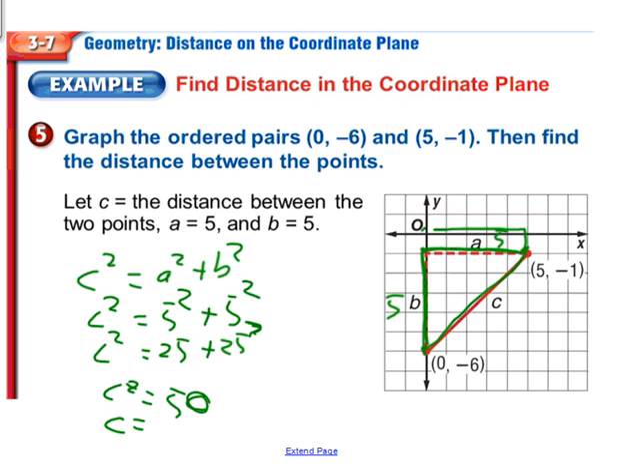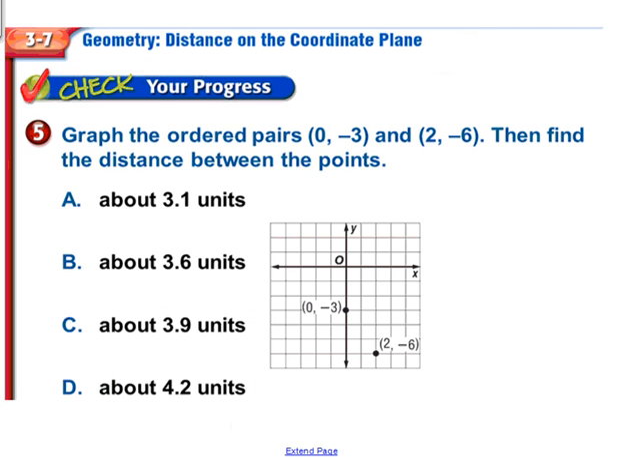The square root of 50 is going to be very close to the square root of 49, so it will be very close to 7. But let's see on my calculator exactly what it is. It's 7.07. I'm going to round it off to 7.1. So I'm going to say the distance here is 7.1 units.